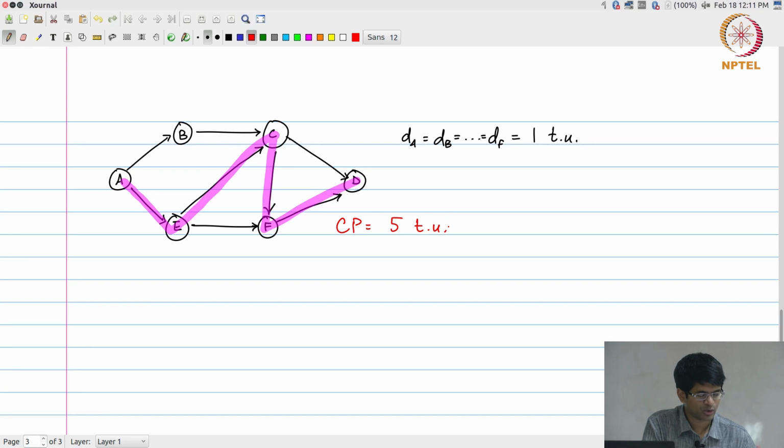So even though the output of E might be ready at time 2, F cannot directly execute then because it is still waiting for something from C. So this is exactly the notion of critical path, and ultimately it determines the minimum clock period or iteration period that I can use for this.